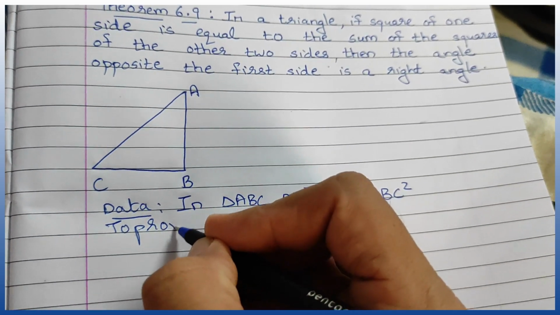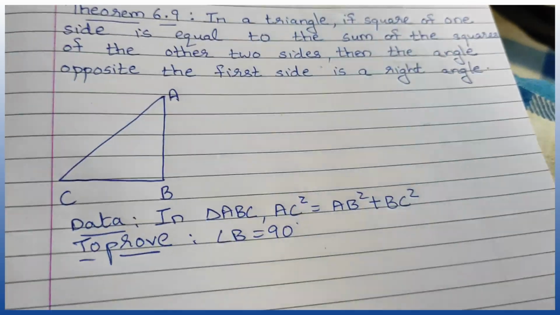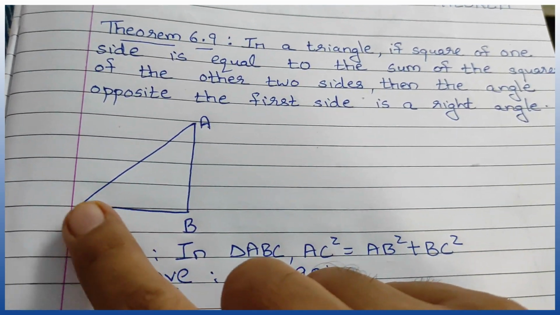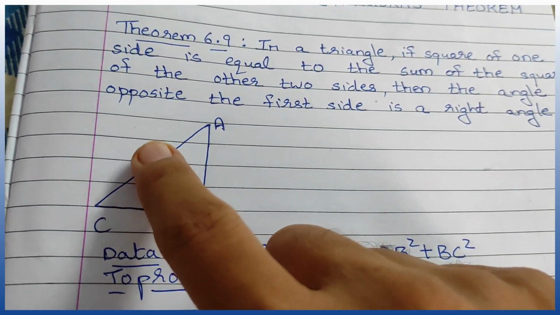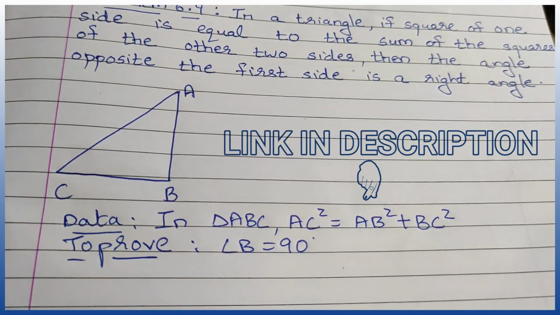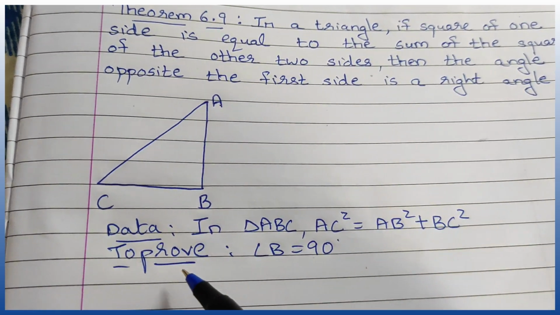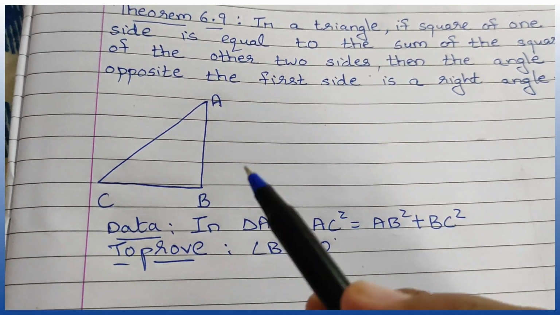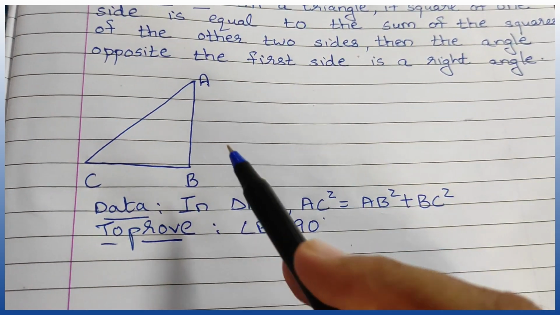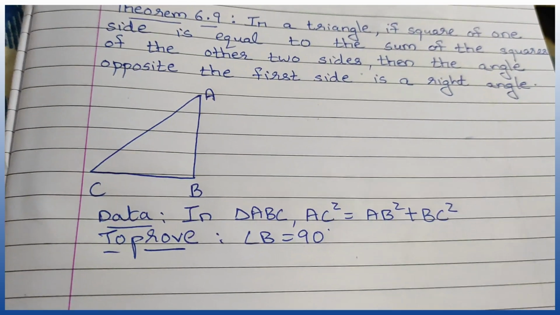This is what the theorem wants to tell you, that in a triangle, if the square of one side is equal to the sum of squares of the other two sides, then the angle opposite to the first side is a right angle. Students, as you must have seen in our Pythagoras Theorem video, there angle B = 90 was given. Here we have to prove angle B = 90, and there in Pythagoras we had to prove AC² = AB² + BC², and here it is given. That's why this theorem is the converse of Pythagoras theorem.